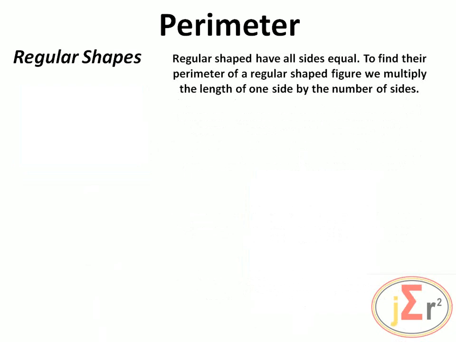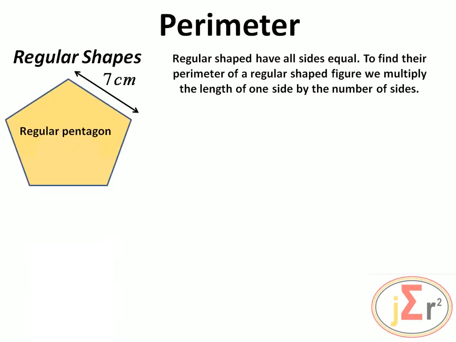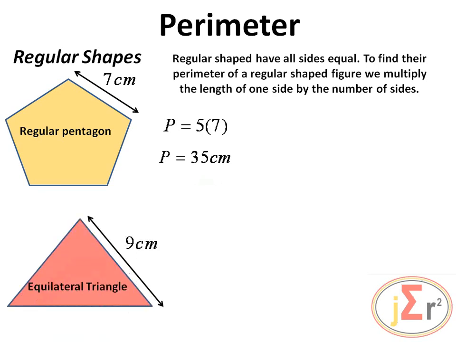Now we are going to be looking at regular shapes. What is a regular shape? Regular shapes have all sides equal. To find the perimeter of a regular shaped figure, we multiply the length of one side by the number of sides. So there we have a regular pentagon, meaning that all sides are equal. There are 5 sides, so we are going to say the perimeter is 5 multiplied by 7, and that is equal to 35 centimeters.